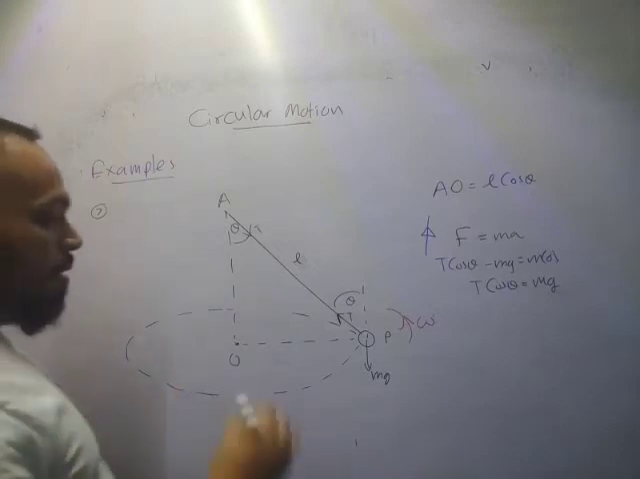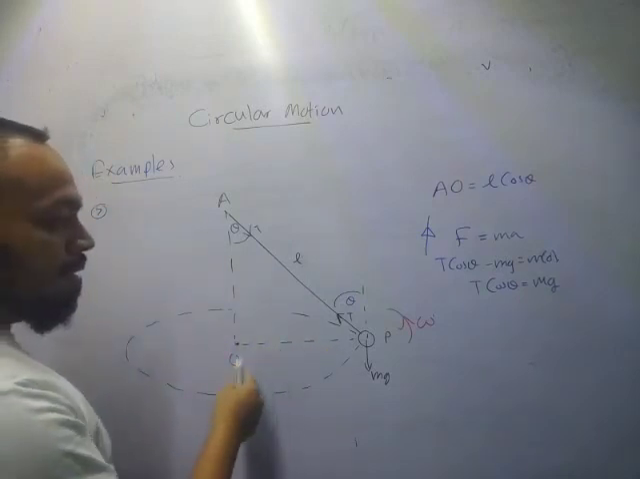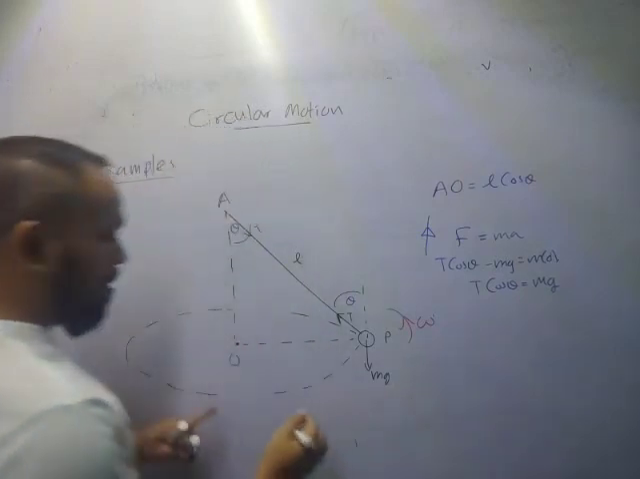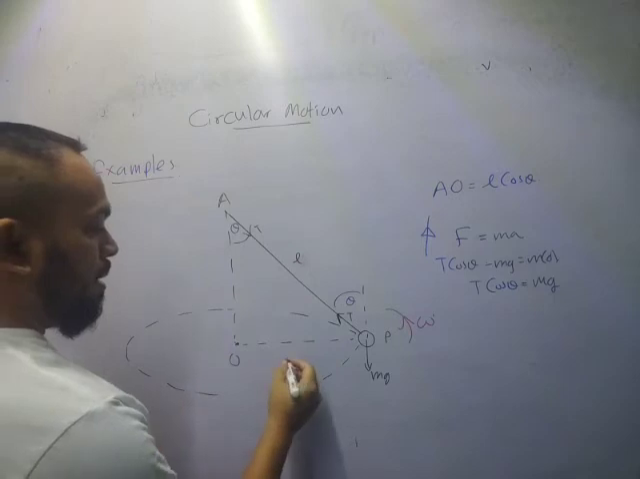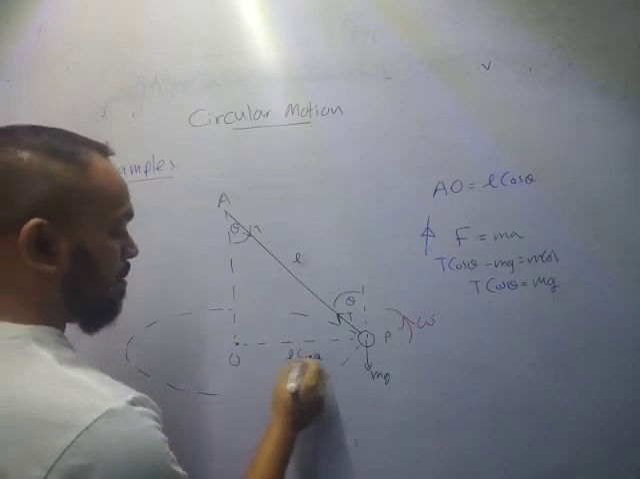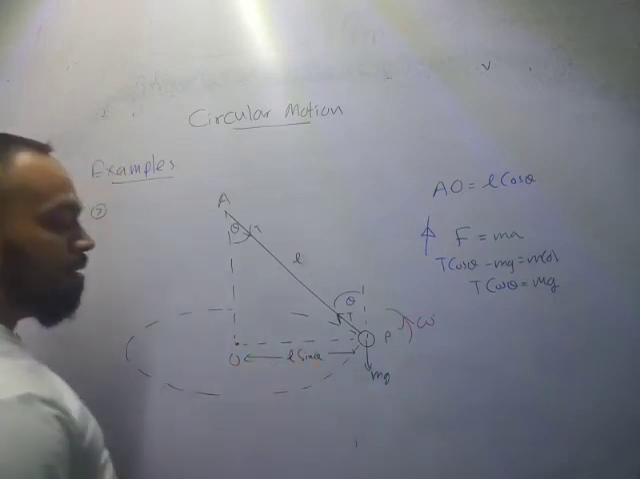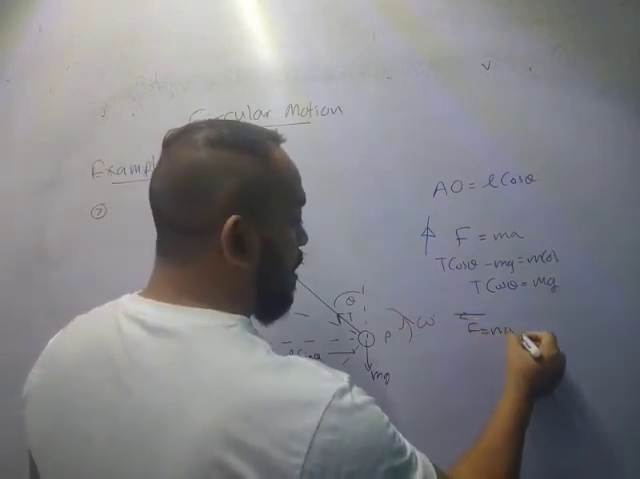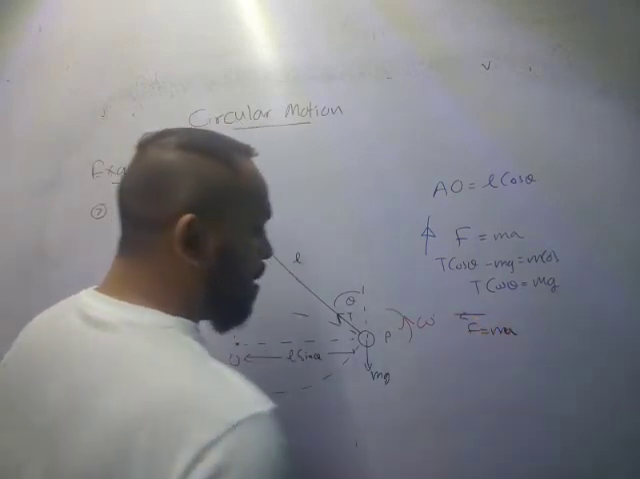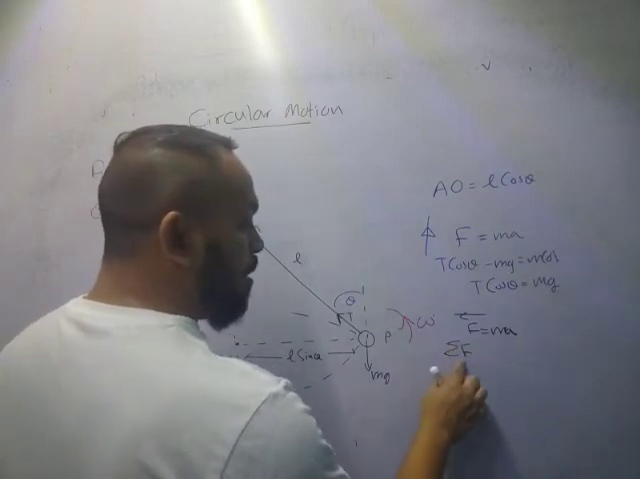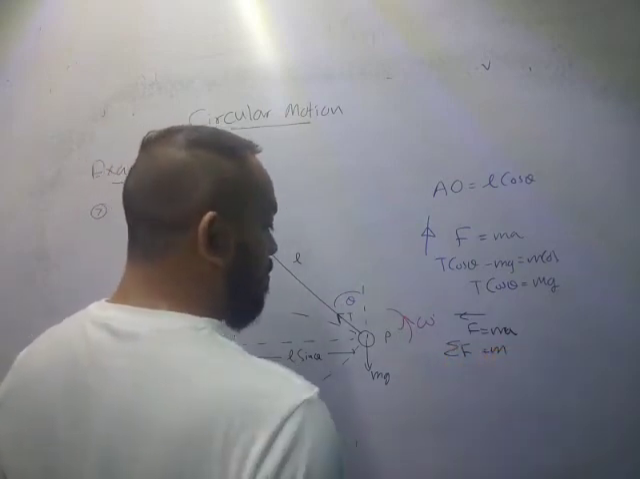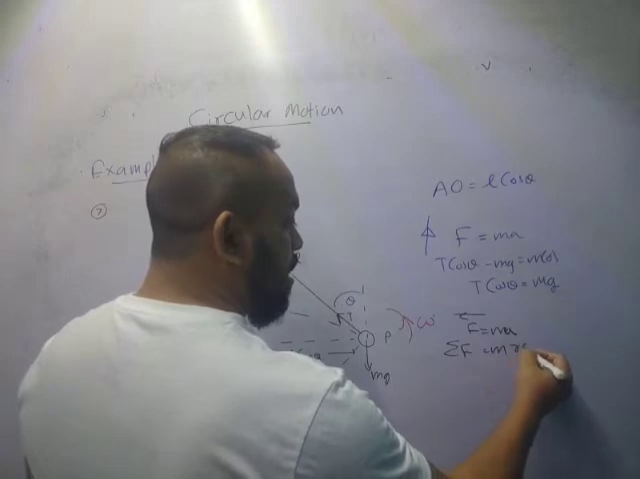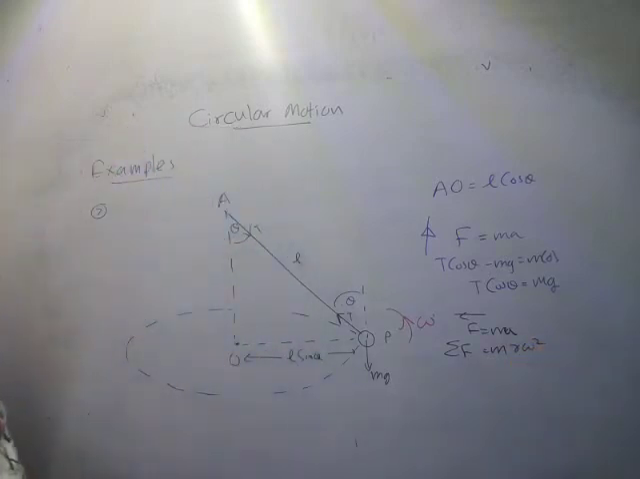Right. Then centripetal force in this direction. The radius should be L sin theta. F equals MA in this direction. So we take all the components of forces equal to M times acceleration. Acceleration is R omega squared. That will be our acceleration.